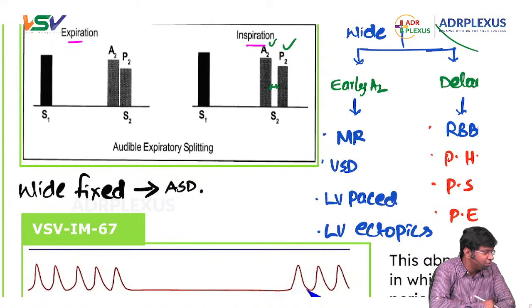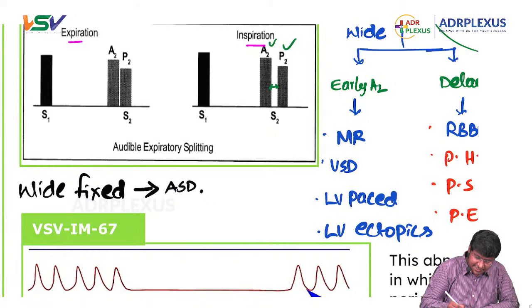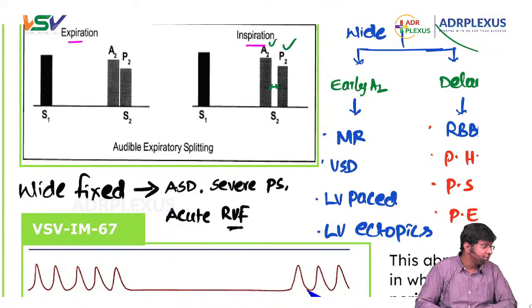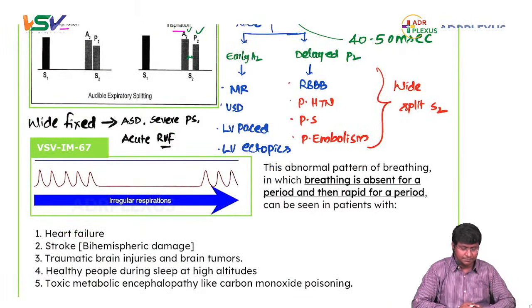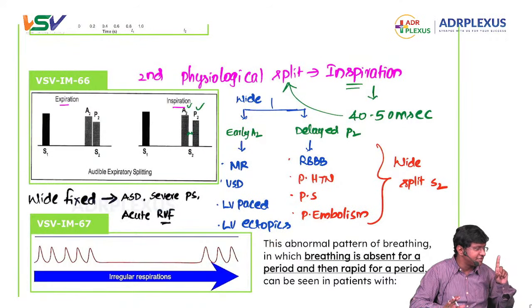Even in ostium secundum you have ASD, right? What are the other conditions where you will have wide fixed split? Not in acute MR. Yeah, very good, Vignesh. So that is observed in severe pulmonary stenosis, right, and acute right heart failure or acute right ventricular failure. So these are the conditions where you will have wide fixed split, right? Very good, Vignesh.